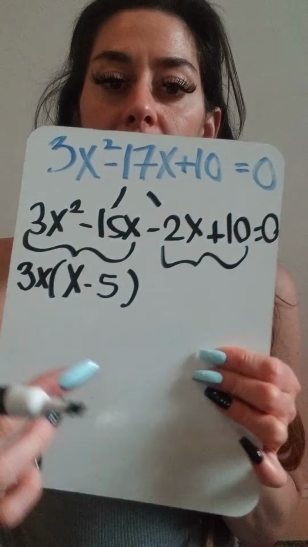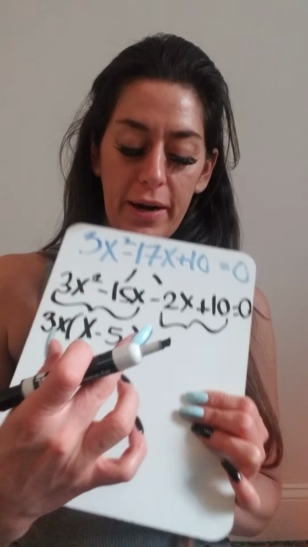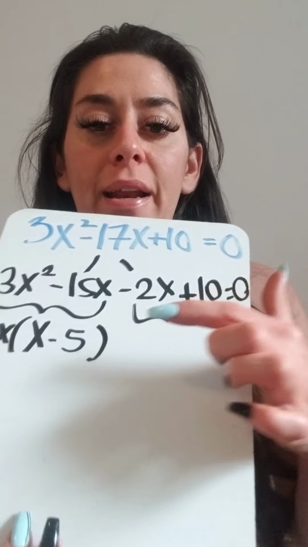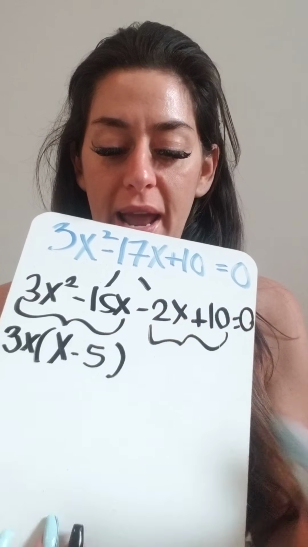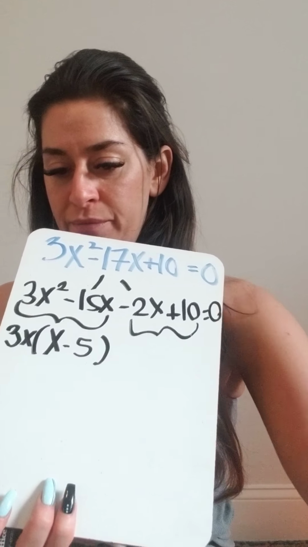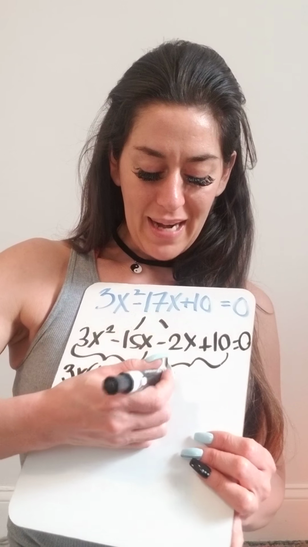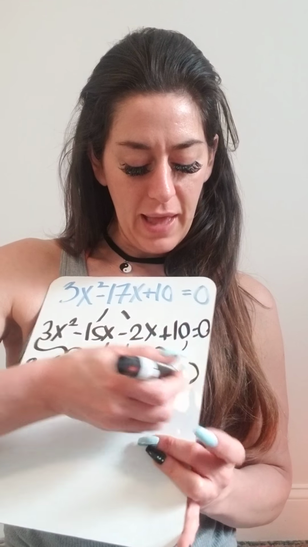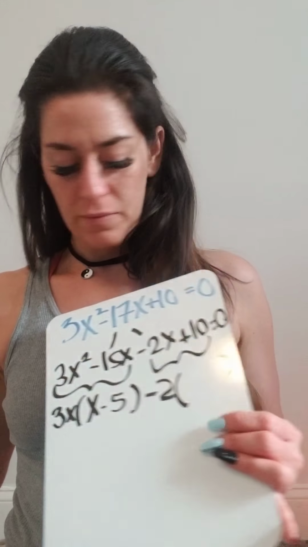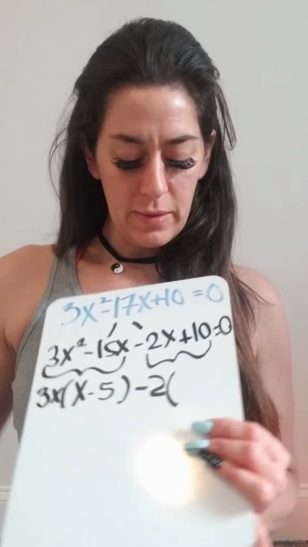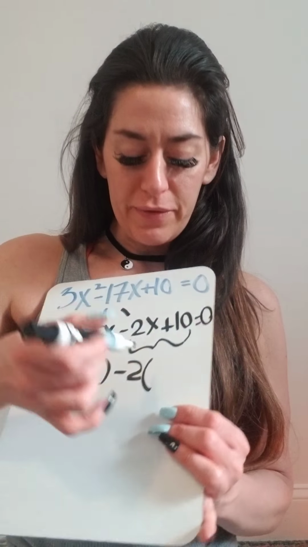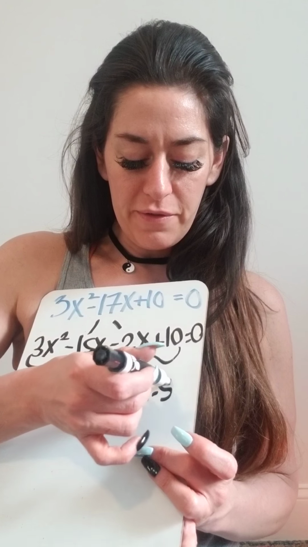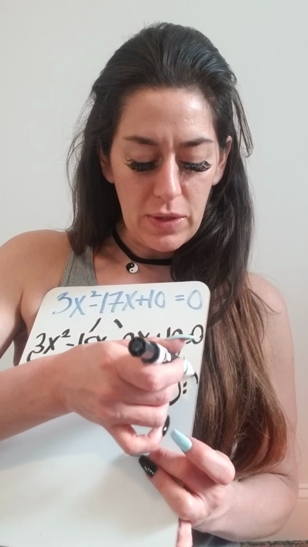Okay? Next set. What can I factor out of negative 2x plus 10? Well, 99% of the time, if this is negative, we're going to factor out a negative number. So I'm going to say minus 2 or negative 2. And then what I have left is negative 2x divided by negative 2 is x. 10 divided by negative 2 is negative 5. And that's still equal to 0.